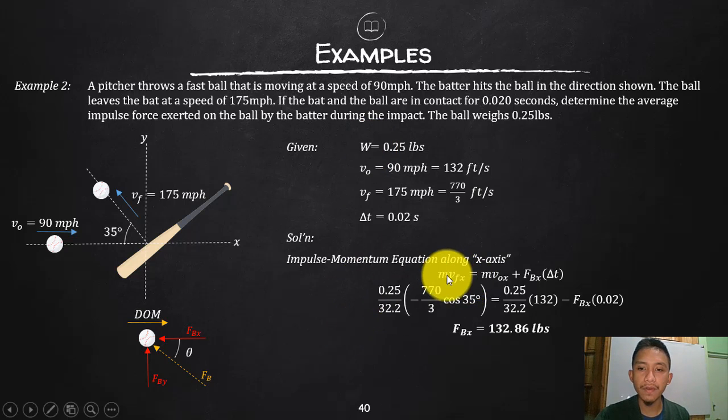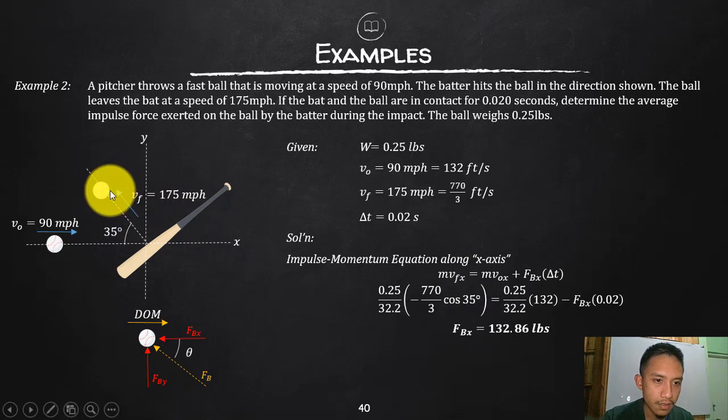And then your final velocity along x, the horizontal final velocity, we break this down into horizontal. The horizontal is the one attached with your angle of 35 degrees, so the horizontal component of the final velocity is cosine. However, that is negative. Why? Because the original motion is going to the right, but your final velocity is against it.